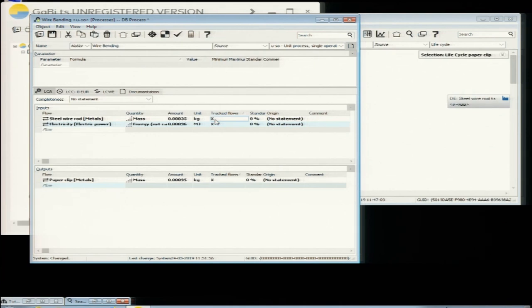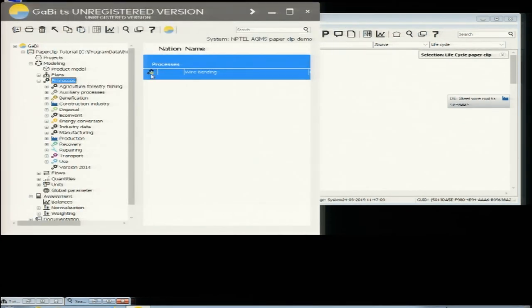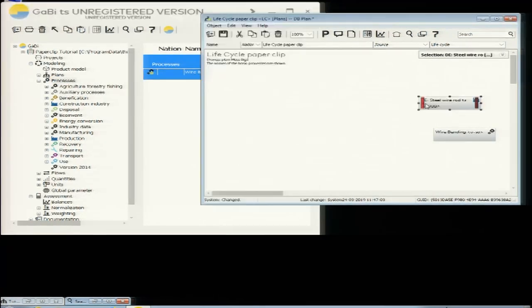So if we save a flow and that can be again tracked in some other kind of processes, that is a tracked flow. We need to make sure that these are tracked flows here. That is why there is a cross in the three flows here, two input flows, one output flow. Now this wire bending process is okay. We can save it and we can drag it here. I would like to tell you, other than tracked flows, there are waste flows. Waste flows are the flows that need some processing to work on them, and they can be reused again. So those are other kinds of flows which exist.